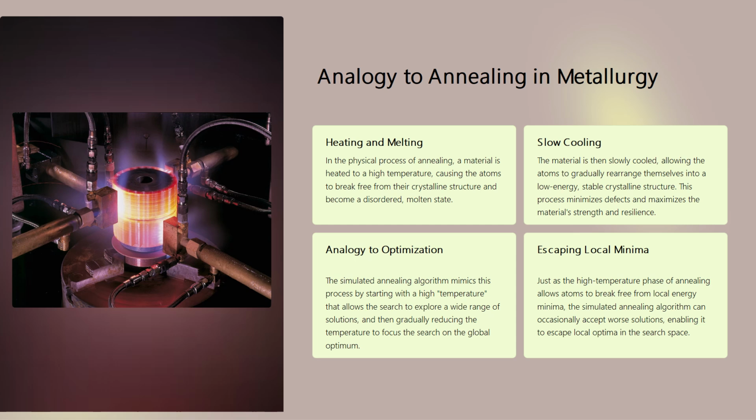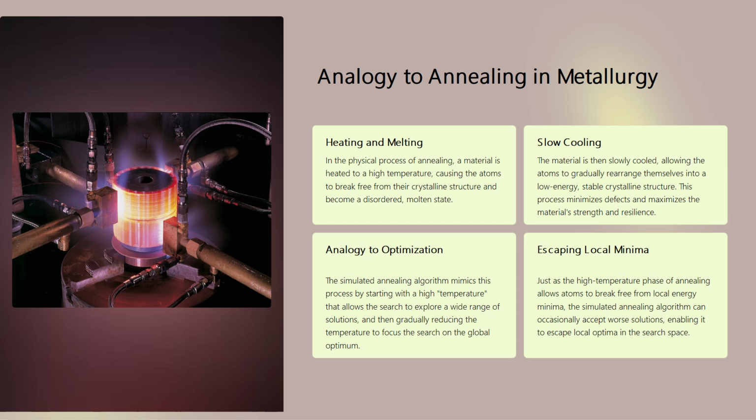Analogy to annealing in metallurgy. Heating and melting. In the physical process of annealing, a material is heated to a high temperature, causing the atoms to break free from their crystalline structure and become a disordered molten state. Slow cooling. The material is then slowly cooled, allowing the atoms to gradually rearrange themselves into a low-energy, stable crystalline structure. This process minimizes defects and maximizes the material's strength and resilience.